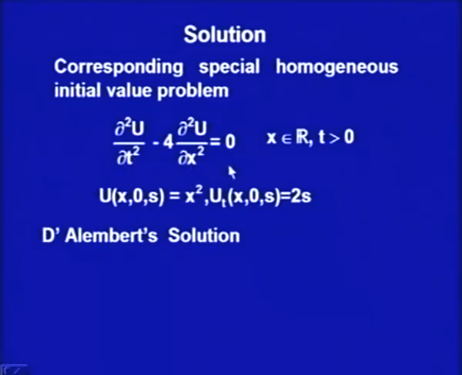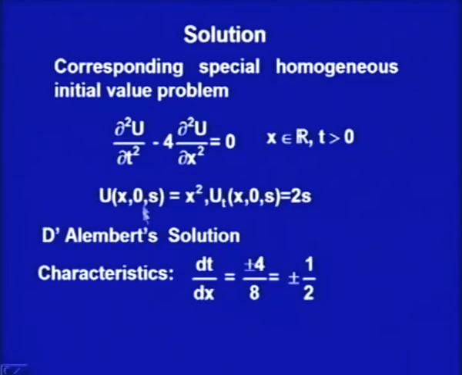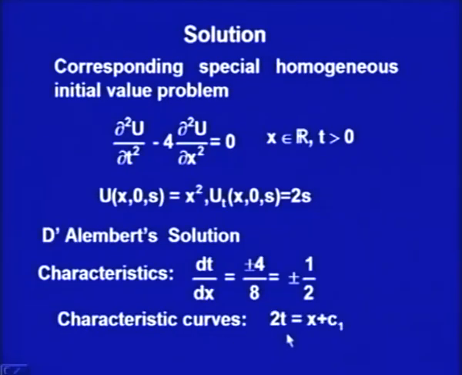So, using the D'Alembert solution, if we go ahead, we will first find the characteristics of this equation and then transform it. So, for the characteristics here, b squared is 0, b is 0, a is minus 4 and c is 1. So, we would be getting an elliptic one; dt by dx we would be getting is plus minus root of b squared minus 4ac by 2a, that is 1 by 2. So, the characteristic curves we would get are 2t equal to x plus c1 and 2t equal to minus x plus c2.